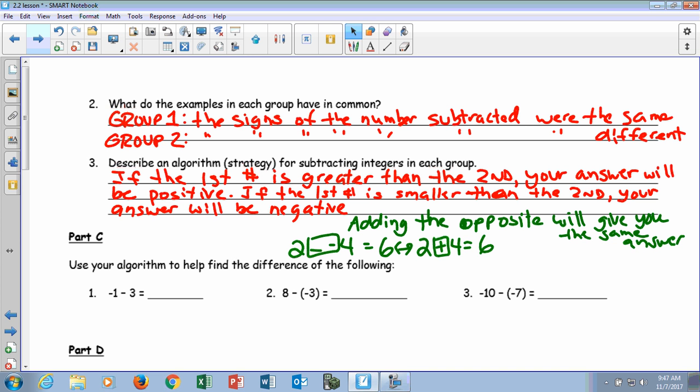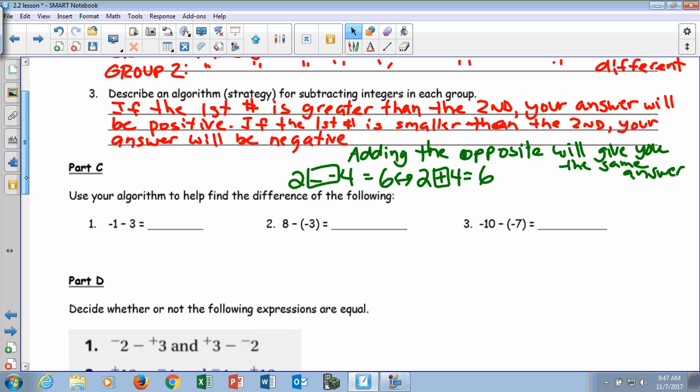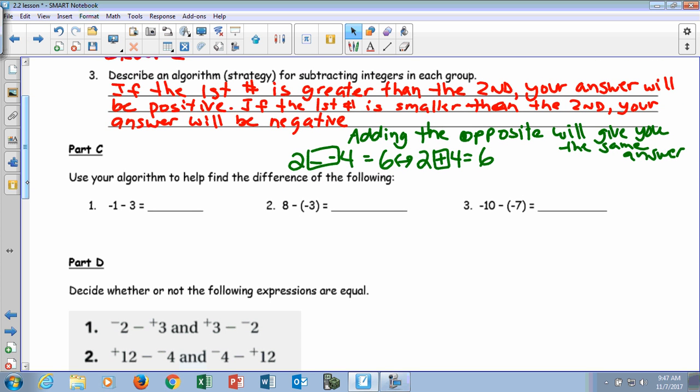I want to give you about 7 minutes to work on parts C and D, because you should really blow through part C really fast. But then in part D, I want you to tell me whether these two expressions are equal. And then, of course, if they're not equal, tell me why. And you'll find out pretty easily if they are or they aren't. Okay? So I'm going to give you about 7 minutes to do parts C and D.